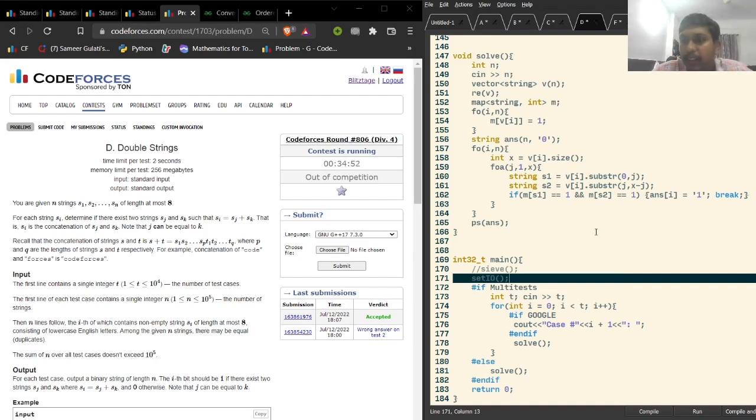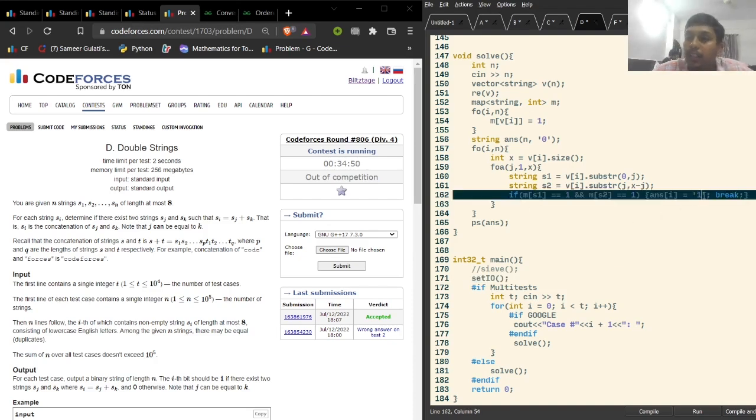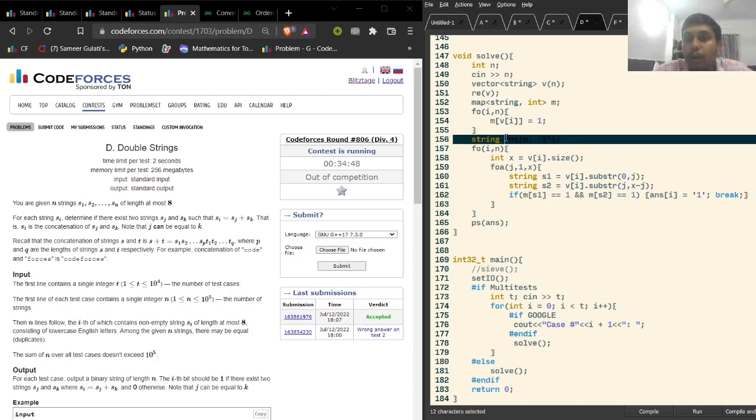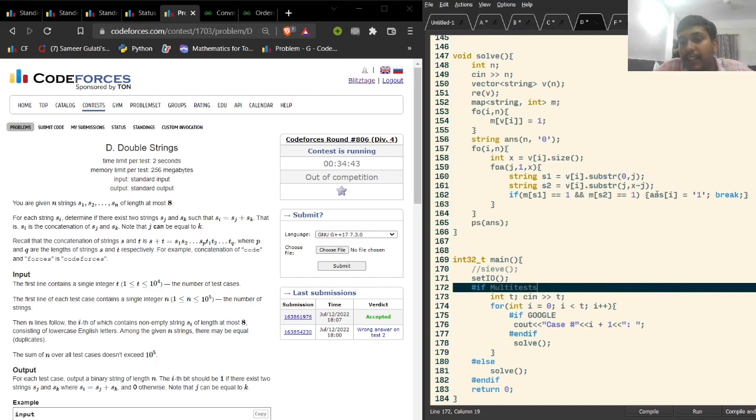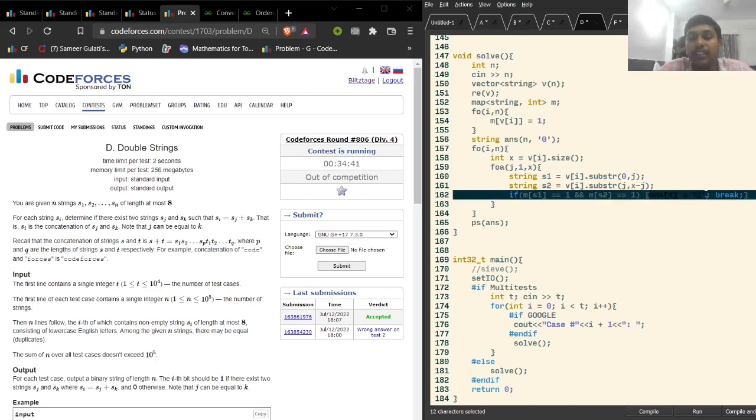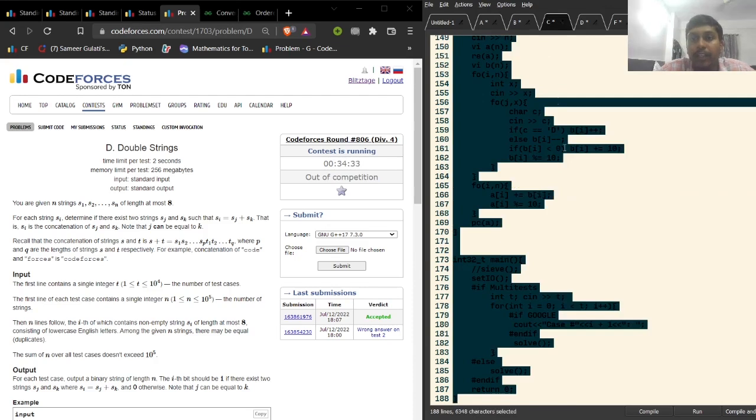Otherwise I keep checking. So basically I've just initialized the string with all values 0, saying that no string can be written as a sum of two strings, and when I find such a string, I just change the character at that index to 1, and then just print the final answer. That was the solution for D.